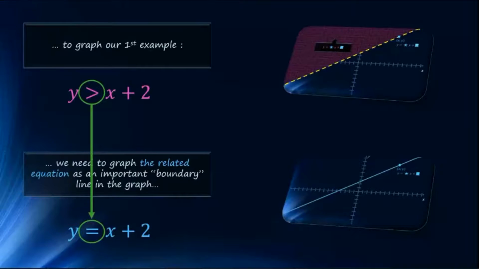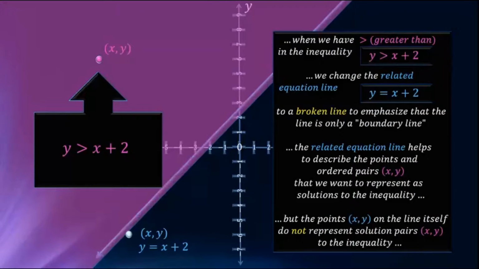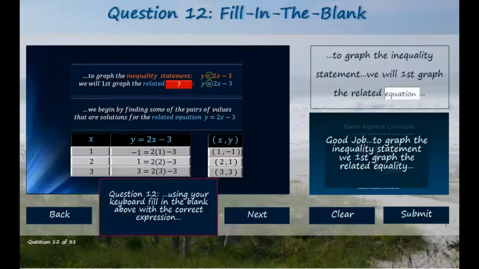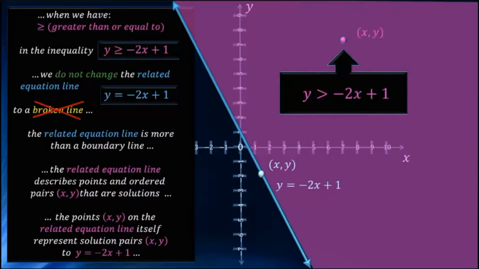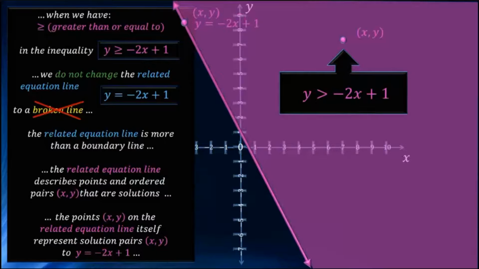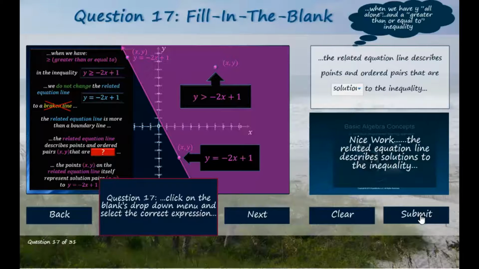To an equality symbol. To a broken line. To emphasize. Good job. To graph the inequality statement, we first graph the related equality. The related equation line describes points and ordered pairs that are solutions. Nice work. The related equation line describes solutions to the inequality.